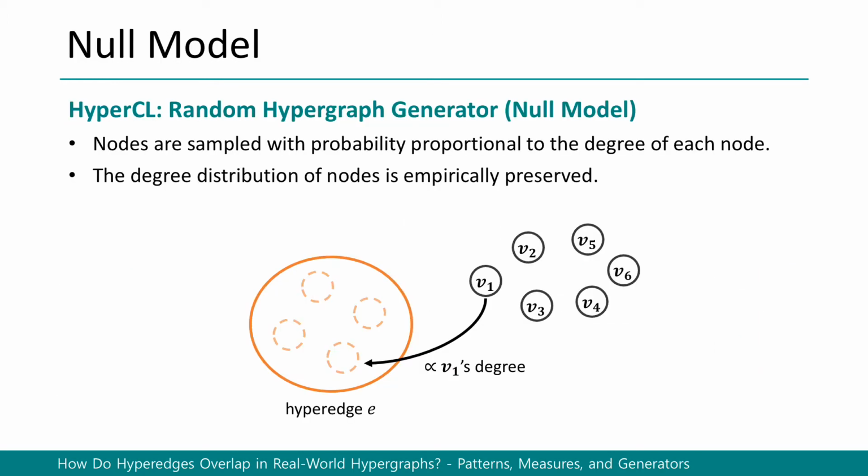Before sharing our observations, we introduce our null model. We propose HyperCL, which is based on the Chung-Lu model in graph generation. Given the distributions of hyperedge sizes and node degrees, for each hyperedge, we sample the nodes with probability proportional to the degree of each node. Hypergraphs generated by HyperCL empirically preserve the degree distribution of the input hypergraphs.